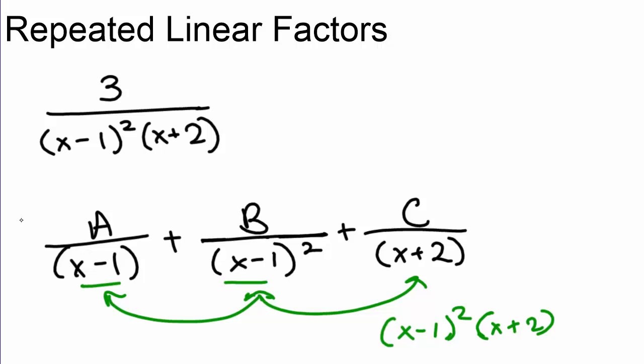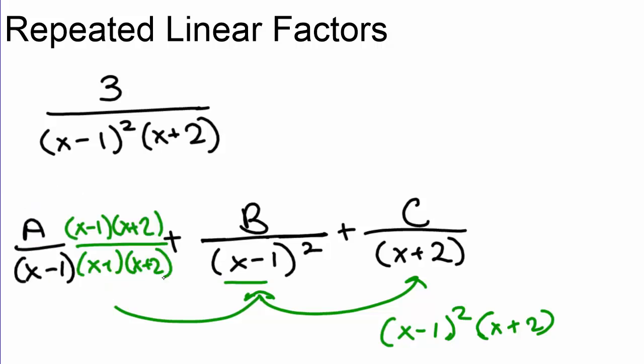We would multiply this first fraction by x minus 1 times x plus 2. We would multiply the second fraction by only x plus 2 on the top and bottom. And the third fraction we would multiply just by x minus 1 squared on the top and bottom.